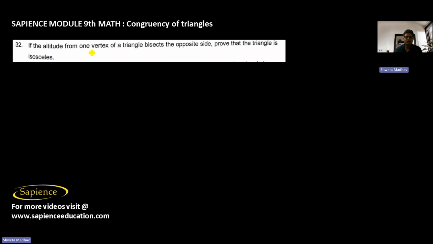Then here it is told: if the altitude from one vertex of a triangle bisects the opposite side, prove that the triangle is isosceles. That means I have to show that, suppose this triangle is PQR and PN is the altitude from the vertex P on the side QR, and suppose it bisects the opposite side. So it is given that QN equals RN. Then we have to show that triangle PQR is isosceles.